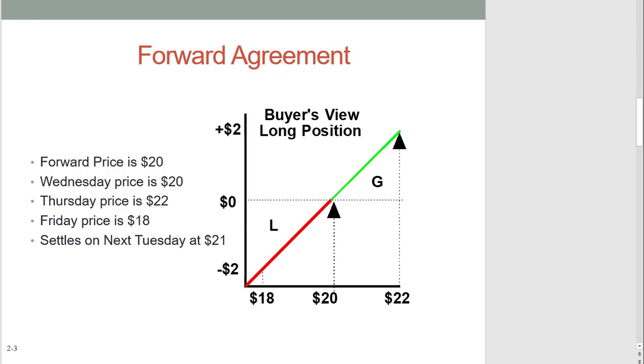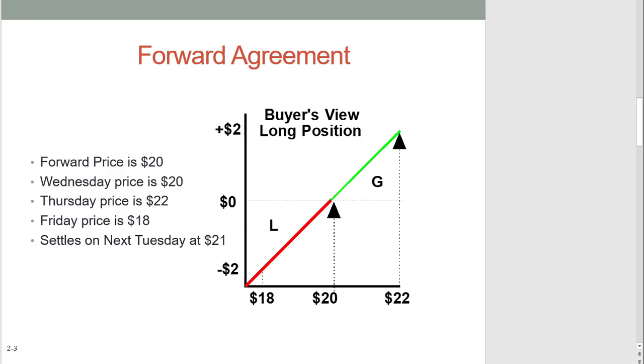On Thursday the price goes to 22, so we see that the green line rises to plus $2 gain. The buyer would say, I'm paying $20 for something worth 22. I have a potential gain of $2, potential because it's not expiration. So the G represents gains. Any price above the forward price is going to result in a gain.